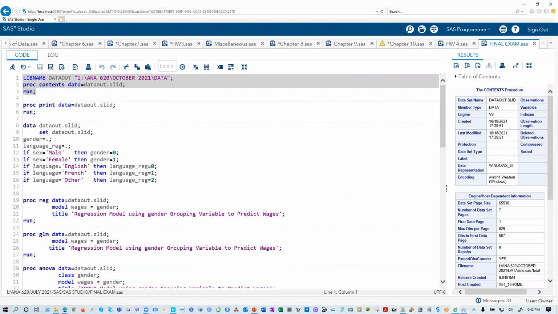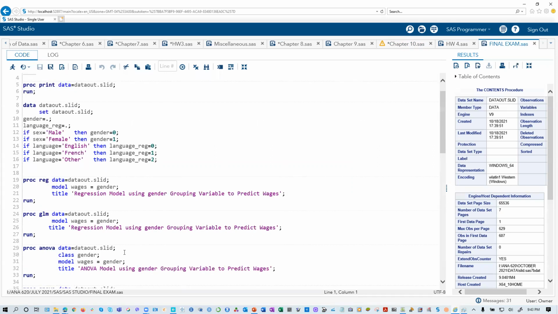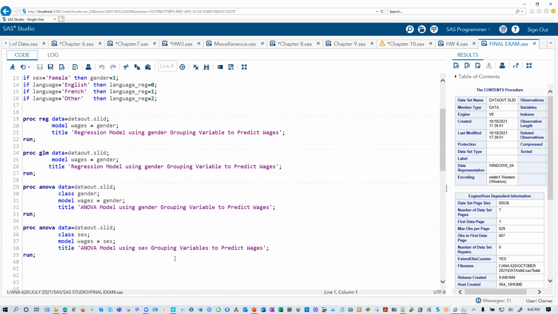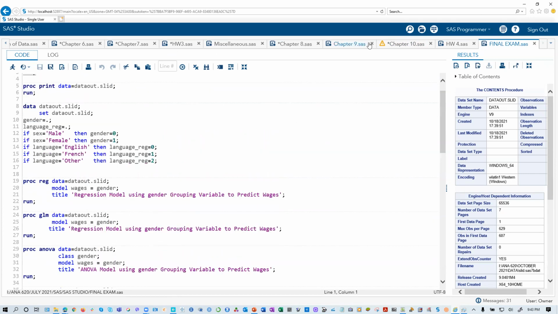We had this kind of categorical variable. You have male, female, English, French, and others, and they should definitely be converted into numbers for a certain reason. In order to run what? Reg and GLM, not for ANOVA. ANOVA you can just tackle the way it is over there. Wages by gender, ANOVA, wages over sex, and if you want, you can even add that one.